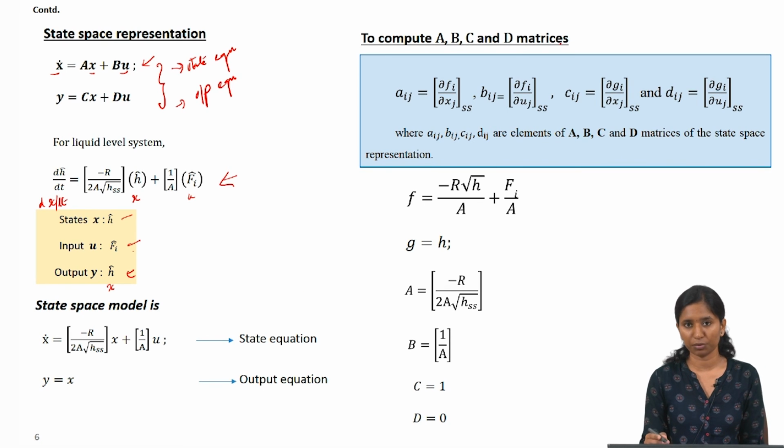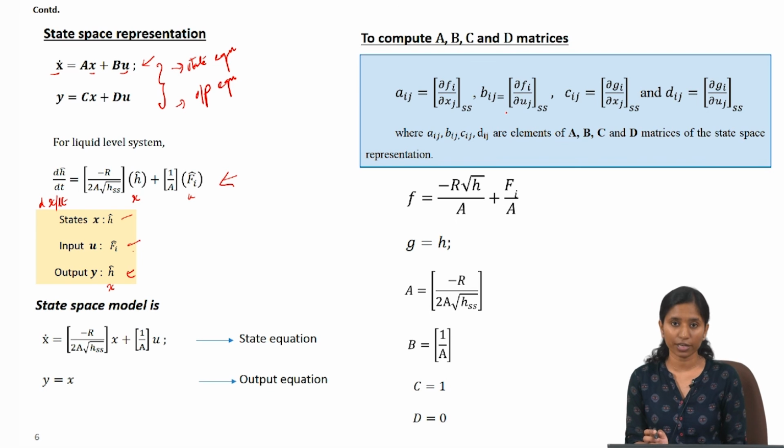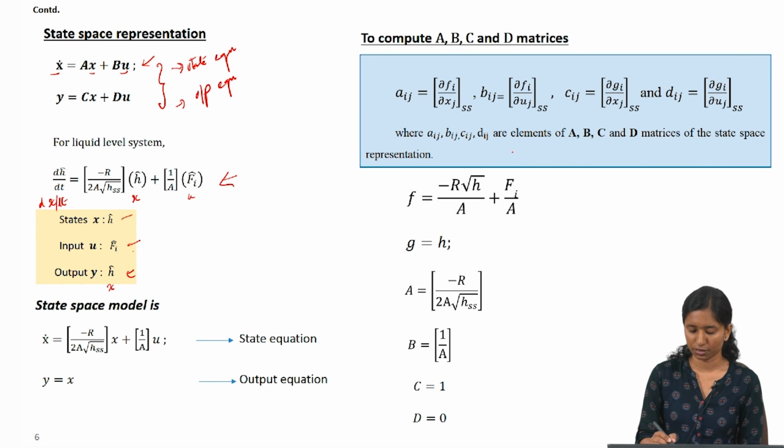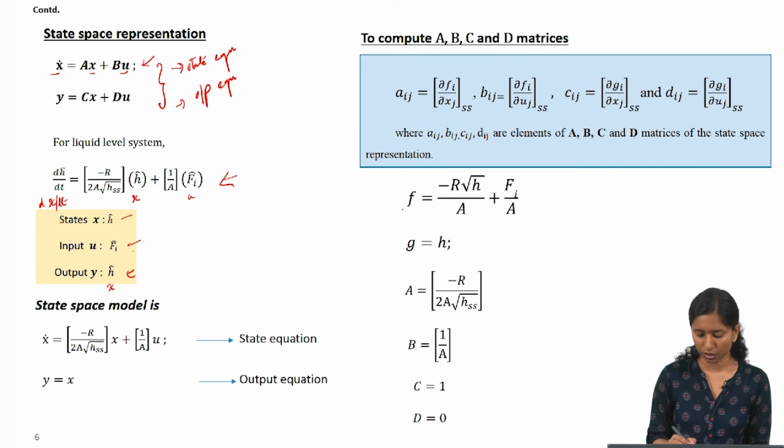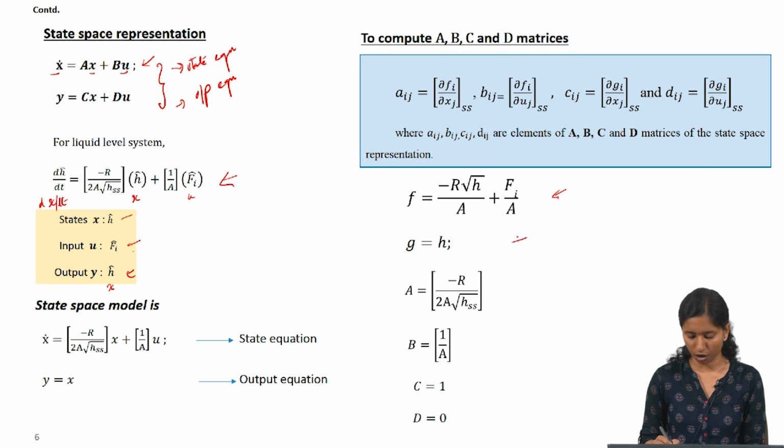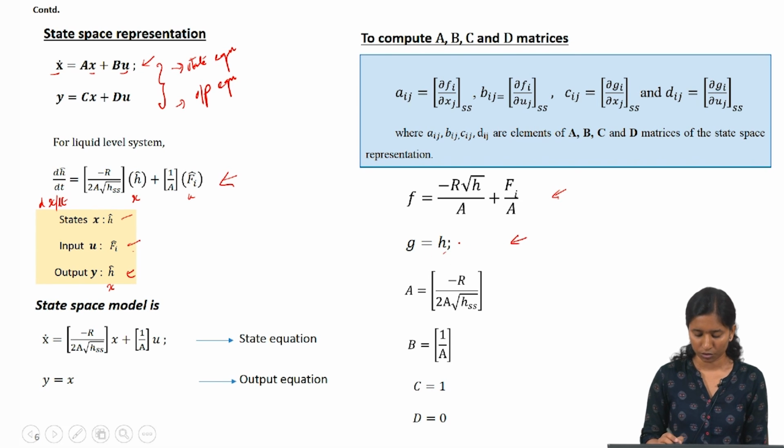A, B, C and D matrices from the nonlinear differential equation is by computing the Jacobian. So, we have our nonlinear differential equation denoted by F, and this is the output equation or the measurement equation, and since we are measuring H, G is equal to H. So, how to compute the Jacobian? Aij denotes the ijth element of matrix A, Bij denotes the ijth element of matrix B and so on.